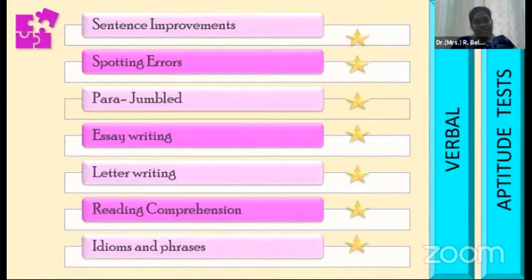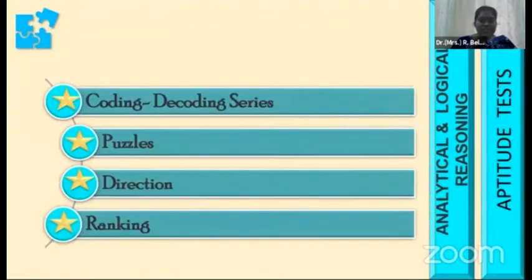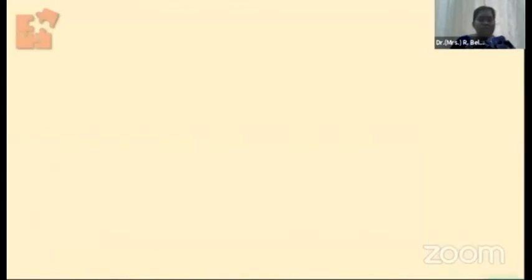Idioms and phrases. Then the third type of aptitude test is analytical and logical reasoning. Coding and decoding, series, like 1 2 3 4 5 is A B C D E, so how would we write a given word in numbers? Puzzles, direction. You are standing facing the sun, your friend is standing on your right hand side. So which is the direction in which he is standing? Direction, ranking, like which of these fruits would you order first based on sweetness and all that.